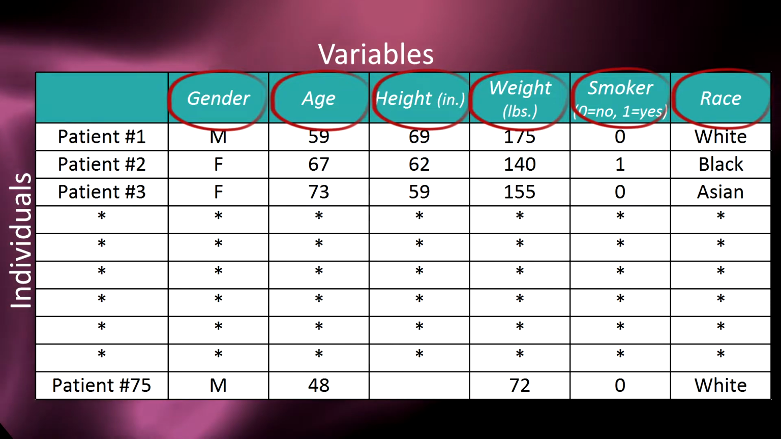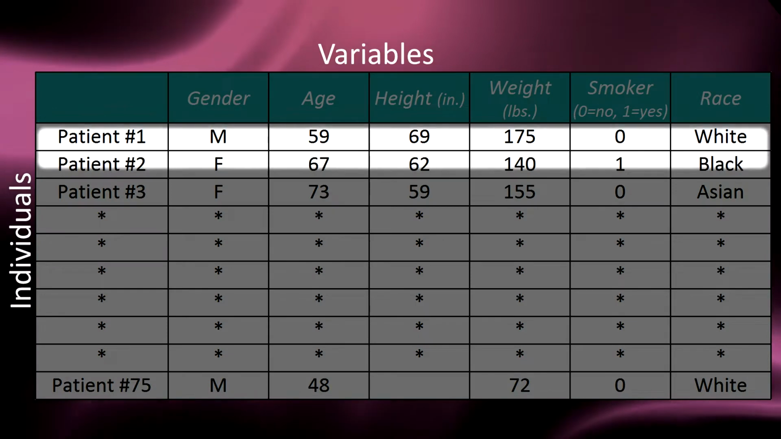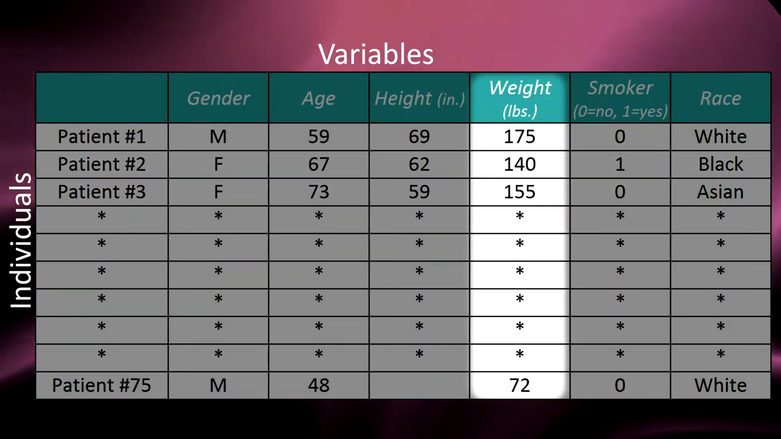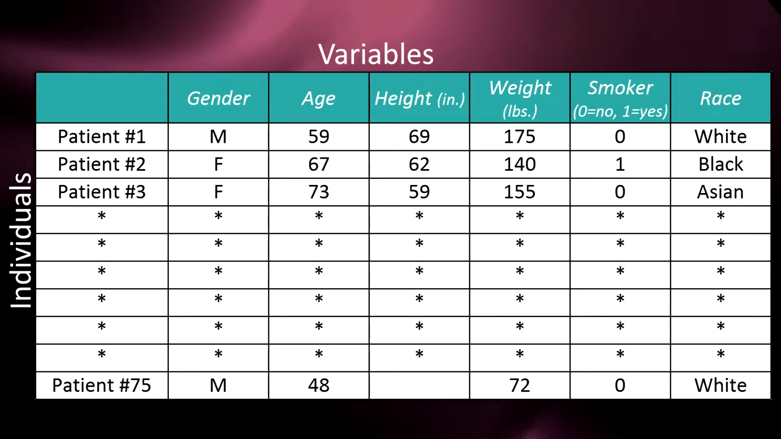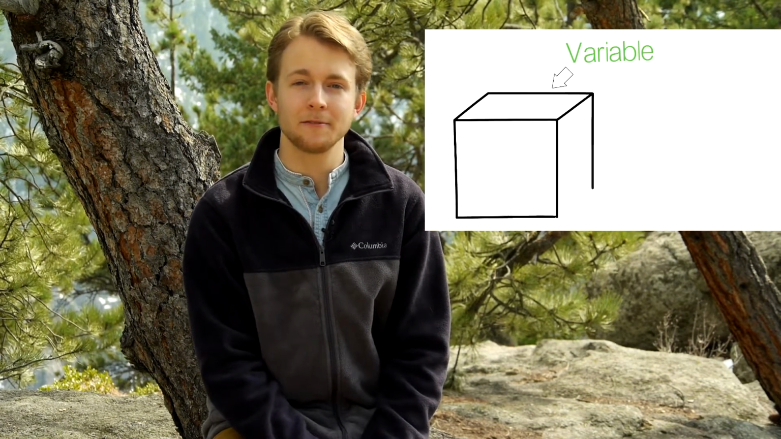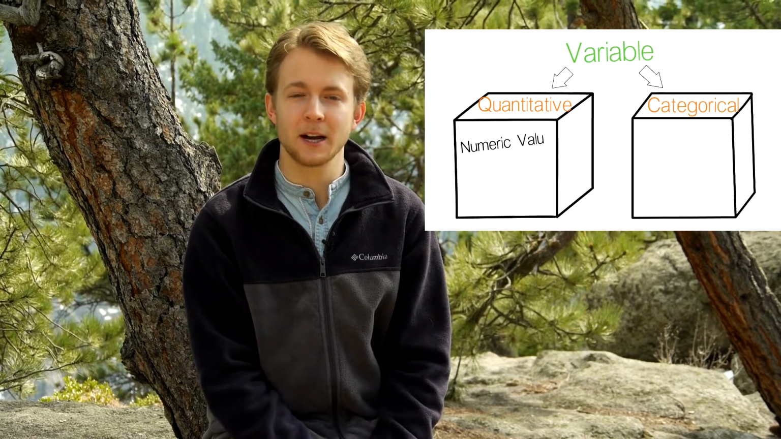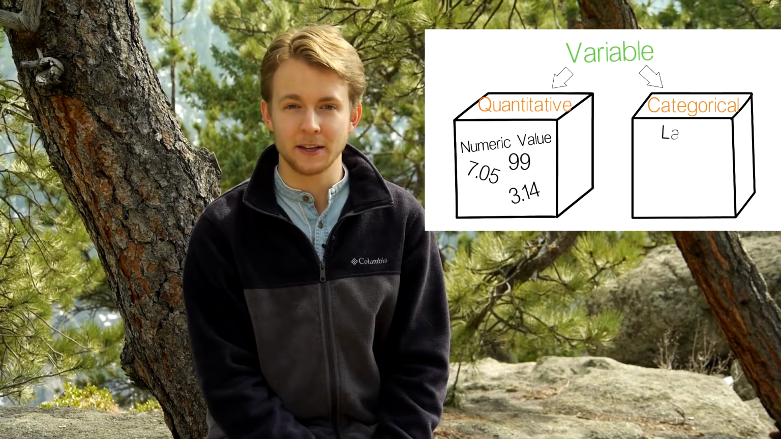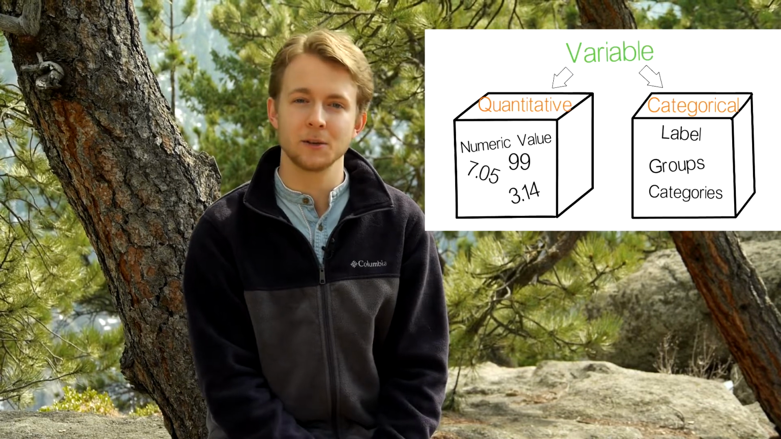Each row then gives us all the information about a particular observation, in this case a patient, and each column gives us information about a particular characteristic of all the patients. Variables can also be classified into one of two types, quantitative or categorical. Quantitative variables take numerical values and represent some kind of measurement. Categorical variables, on the other hand, take category or label values and place an observation or individual into one of several groups.